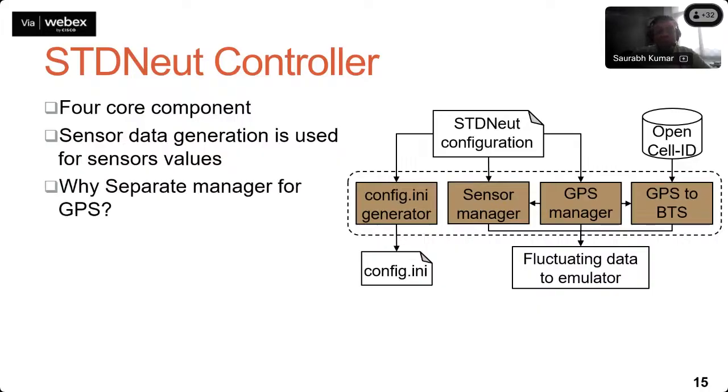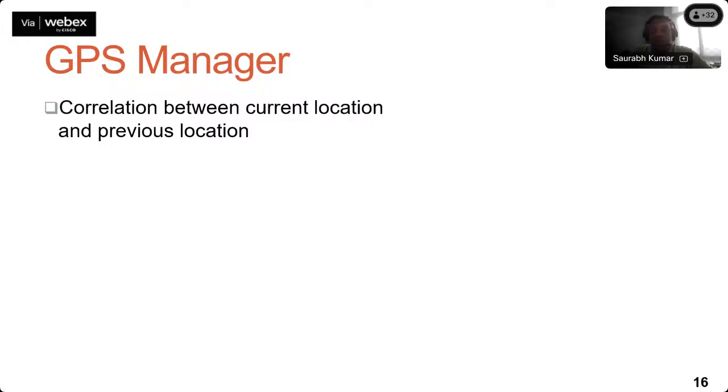Then we also have this GPS manager, right? We already said that GPS is also a kind of sensor. Then why should we worry? Why should we have a separate manager for GPS, right? The reason is as follows. The GPS manager is a little bit different from the other sensors.